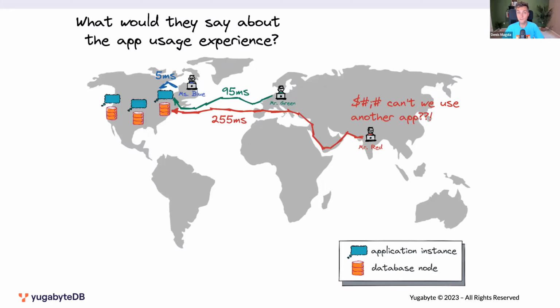And Mr. Red will be furious. He would say that I do not understand what people like this application for. It's always slow. It's impossible to use it. And again, his usage experience is based on this physical latency, on the laws of physics, because his requests need to travel through the land and then under the ocean before they get to our application instances, right?